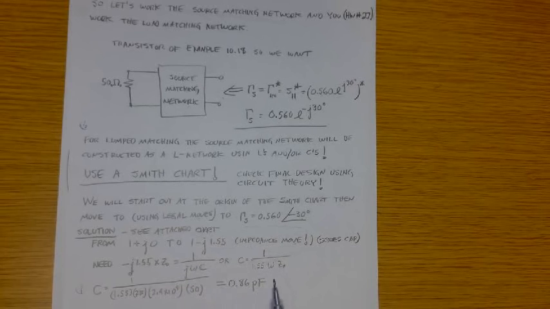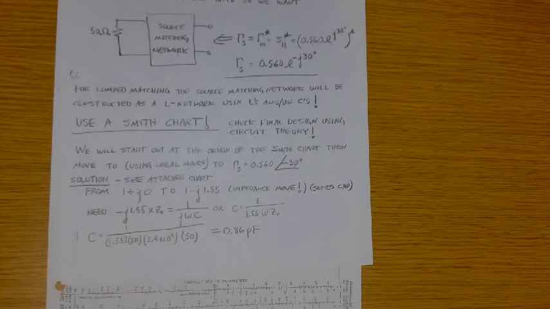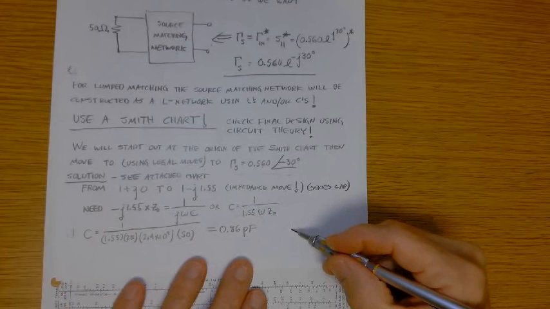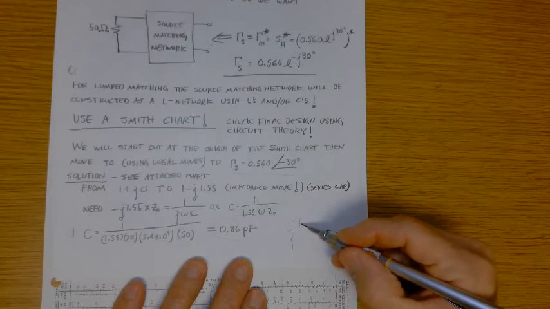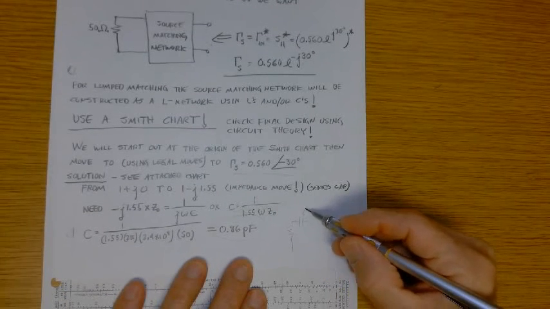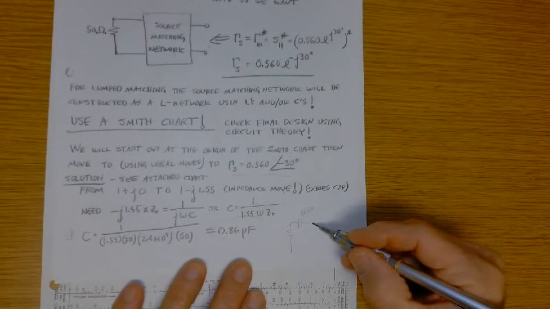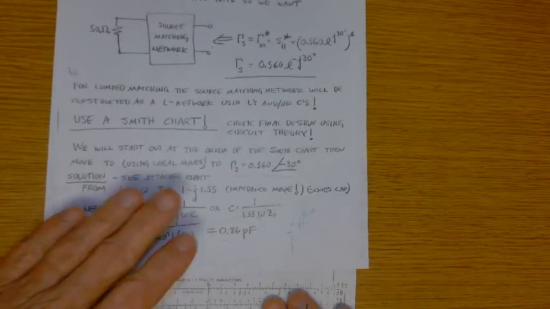That gives me my first element closest to the load, closest to the 50 ohm load, as a series cap of value 0.86 picofarads, 10 to the minus 12 farads. People like to call them puffs. So here's the 50 ohms, and then the first element is 0.86 picofarads. What does that do for me?